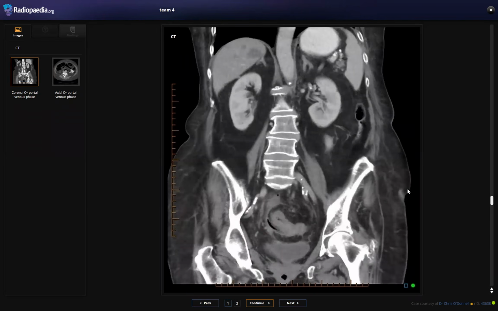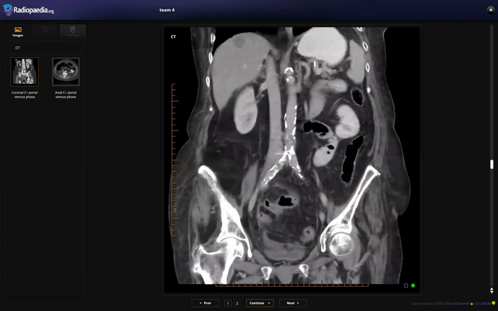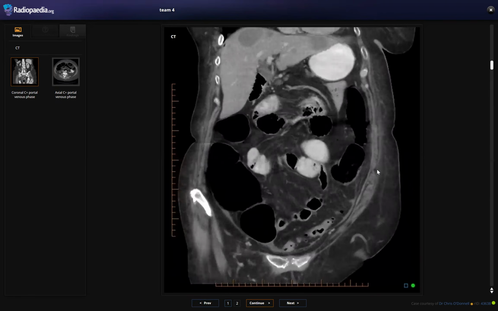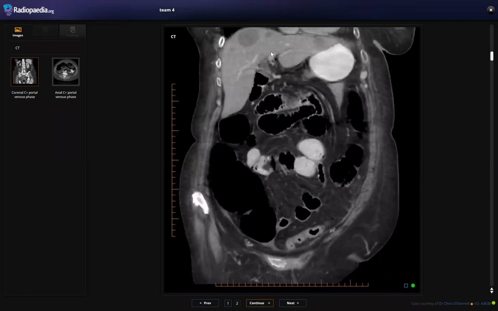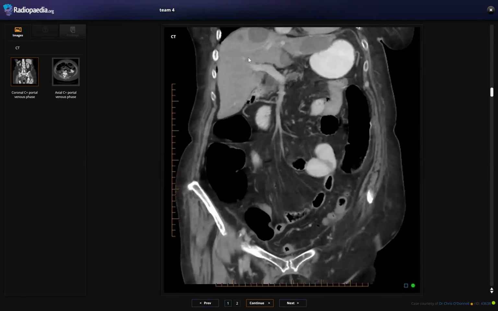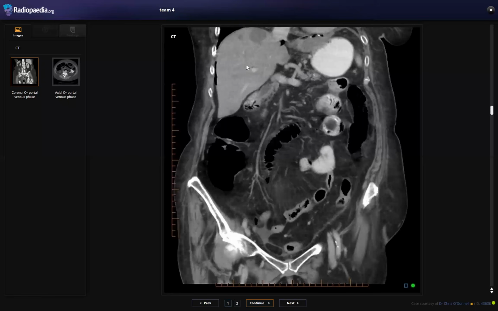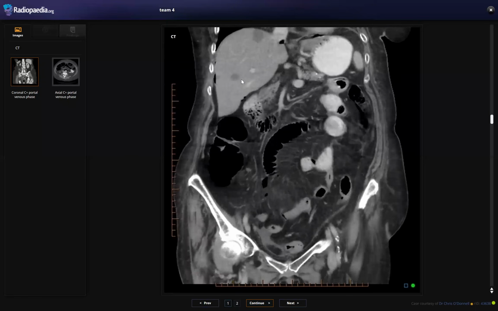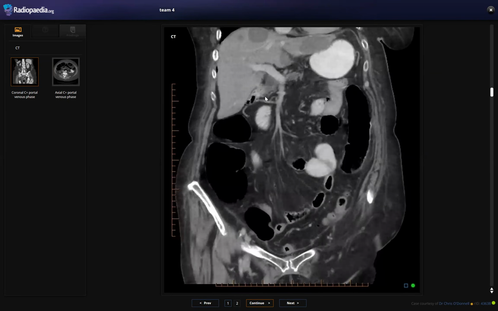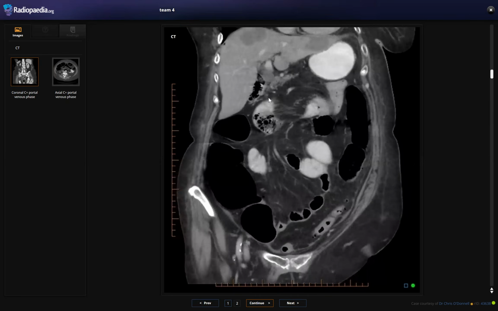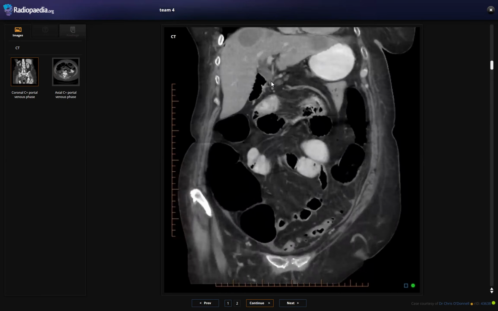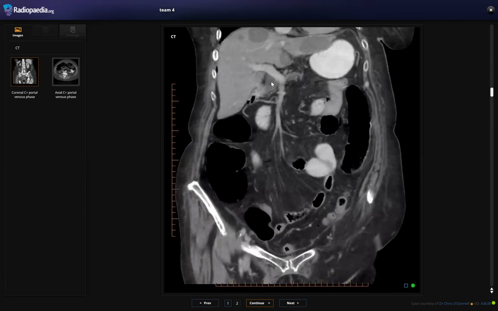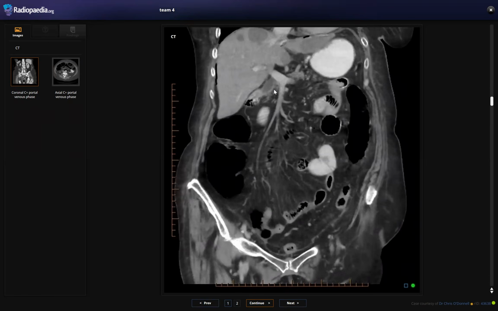So this is CT post-contrast coronal images of the abdomen and pelvis, and I can see there are multiple hypo-enhancing liver lesions seen scattered within the liver. The portal vein is patent, and there is dilatation, I think, within the common bile duct.